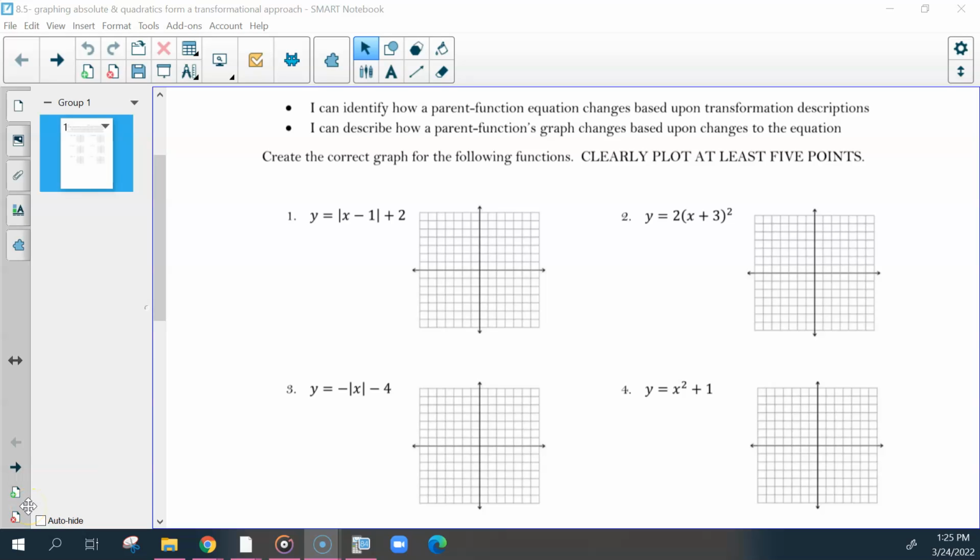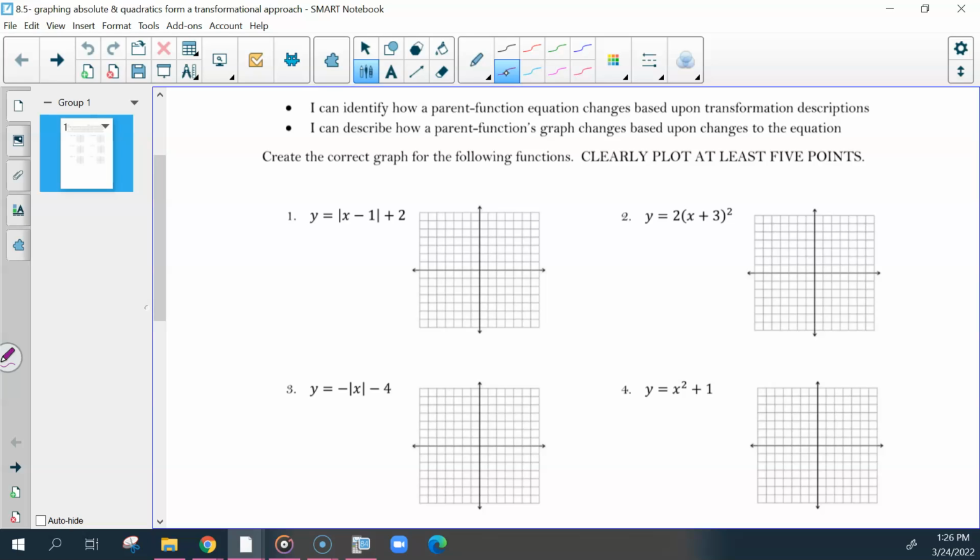Alright, in this video we're going to be talking about how to graph quadratic and absolute functions when given transformations. So like the quadratic or absolute value function has already been transformed and we're going to graph it. I'm going to show you how you can do this without a calculator and also how you do it in a calculator.